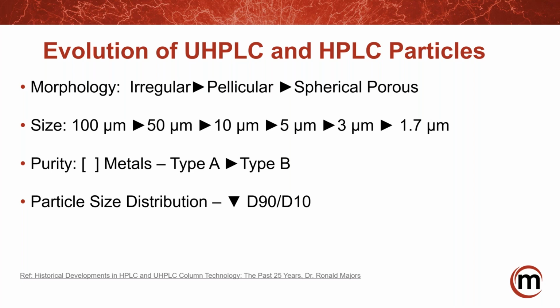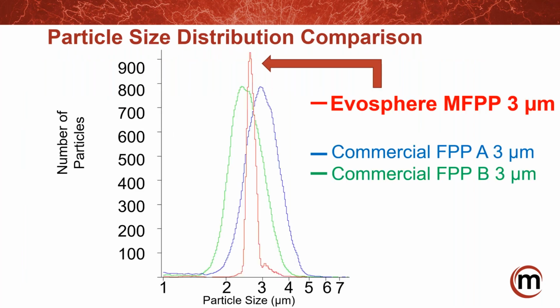And the big innovation here that we're talking about is really the particle size distribution. What we're showing is a monodisperse particle, and we're using a D90/10 parameter to characterize that, which has dropped significantly. So what you see here is a Coulter counter. In the middle, you have the branded product called Evosphere. And on the left, you have a commercially available fully porous particle, very popular from column manufacturer A, and one from column manufacturer B.